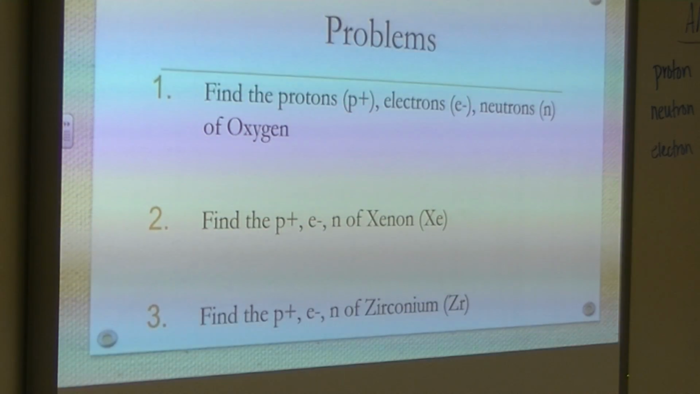Now guys, you want to round whatever the atomic mass is to the nearest whole number and then subtract. You're not going to have part of a proton or part of a neutron. Make sure you round it first.